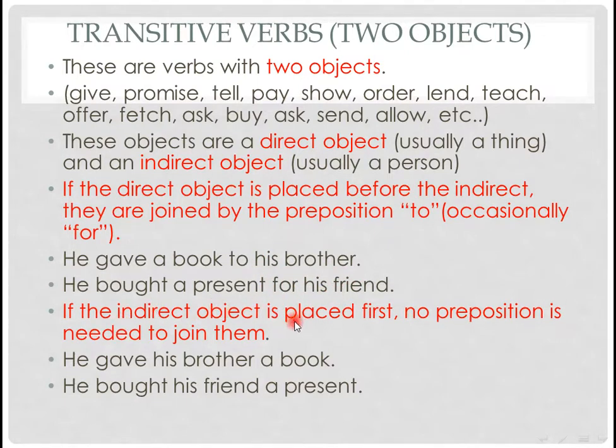If the indirect object is placed first, no preposition is needed to join them, like in the following examples, the same as the above one. The only difference is the sequence of the objects. He gave his brother comes here first, and we do not need to add to. He gave his brother a book. That's it. He bought his friend a present. That's it. So if we put present at the end, we don't need to precede his friend with for or precede his brother with to. Okay?